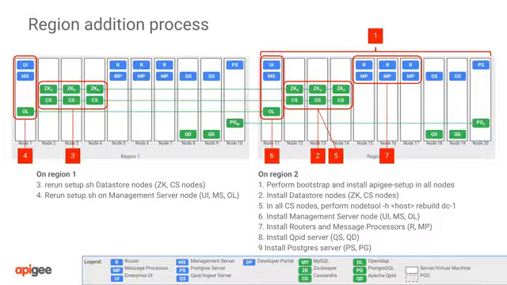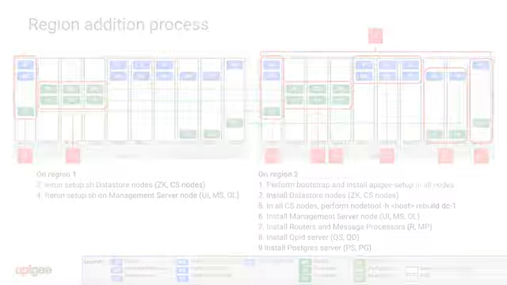Step 7, install the router and message processor nodes in region 2. This can be done in parallel. Step 8, install the Qpid servers using the Apigee setup utility. These will be added to the analytics groups in a later step. Step 9, we install the PostgreSQL and Postgres server.